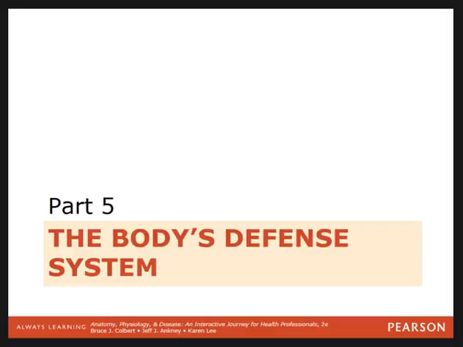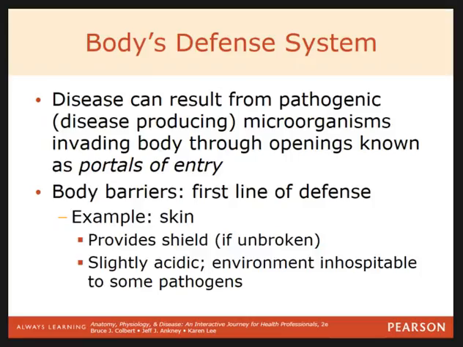Chapter 1, Part 5, the body's defense system. So let's talk about how the body protects itself. Disease can result from pathogenic microorganisms. The term pathogenic means disease causing or disease producing. These microorganisms can invade the body through openings known as portals of entry.